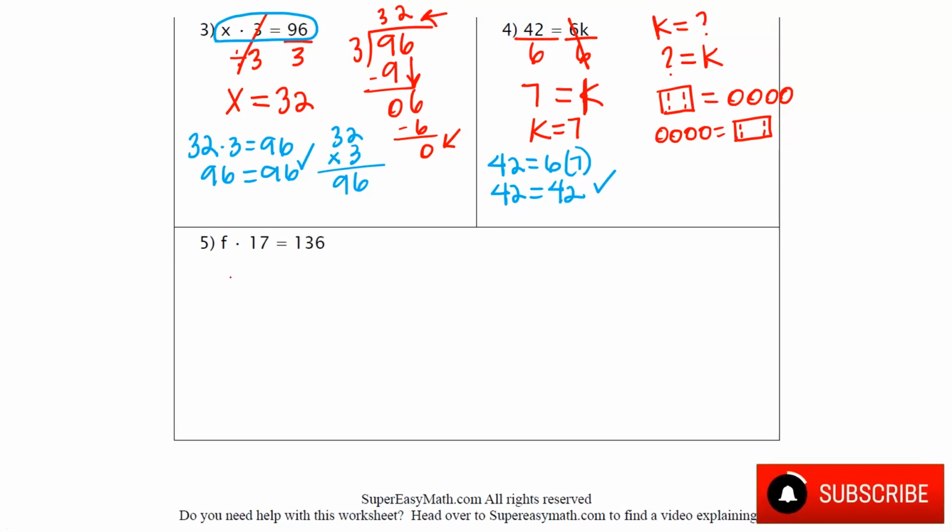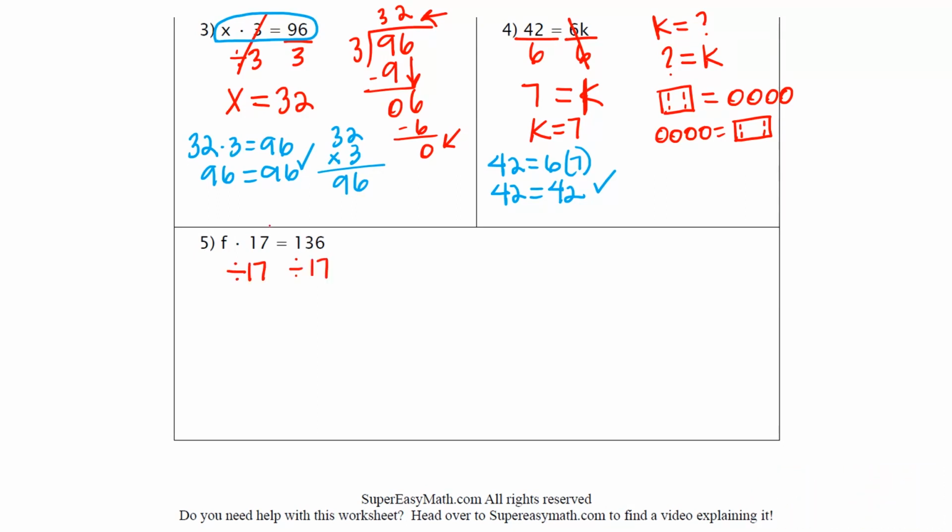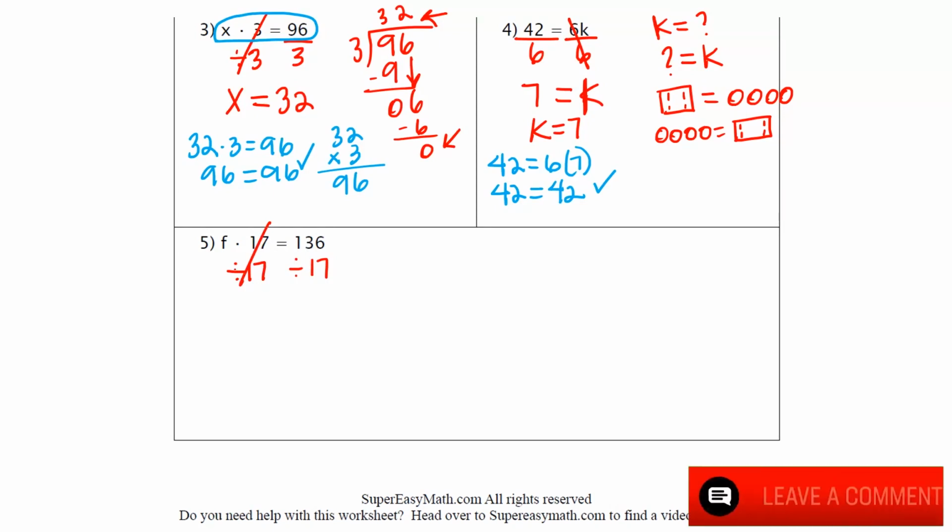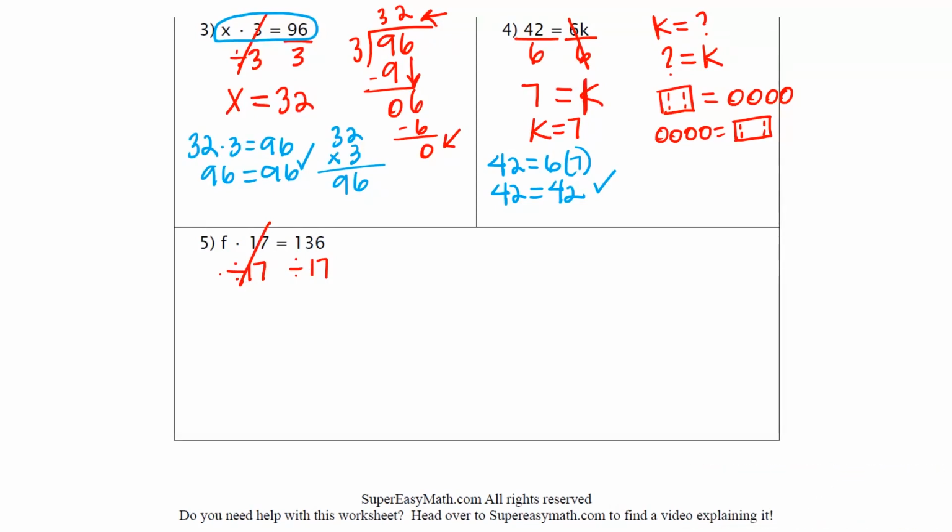Now let's take a look at example number 5. Example number 5 says f times 17 equals 136. So I'm going to divide by 17 on both sides because that's the opposite of multiplication. This time I chose to use the division symbol. Doesn't really matter as long as you know what you're doing.